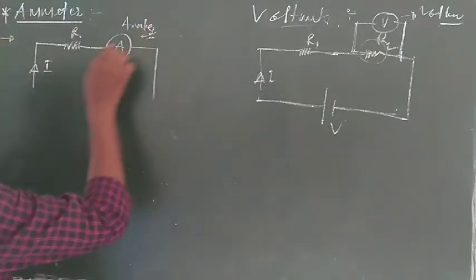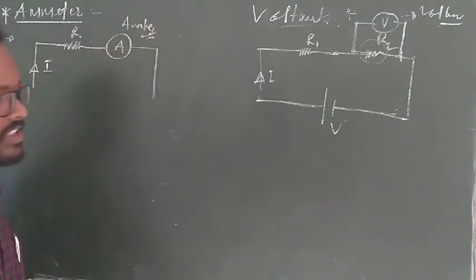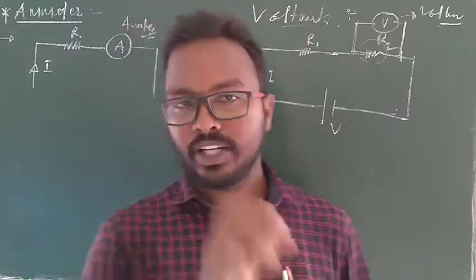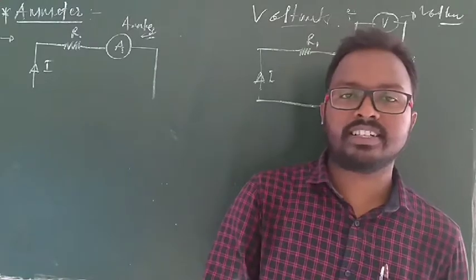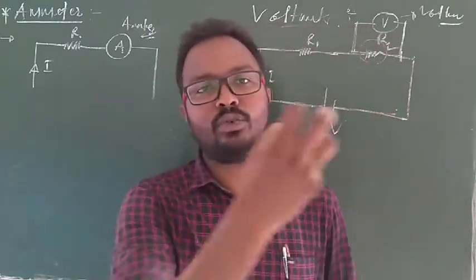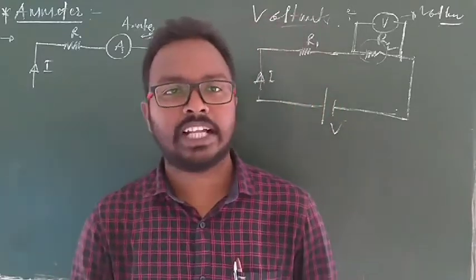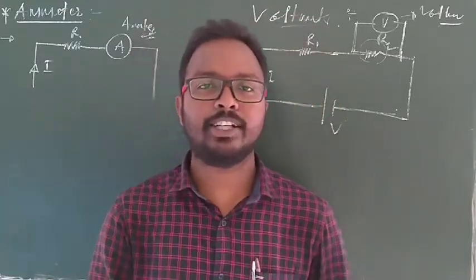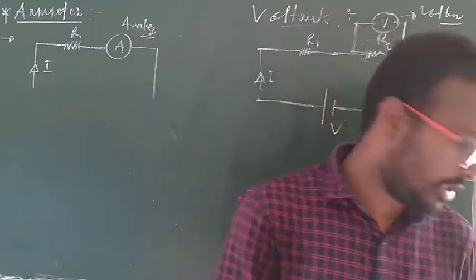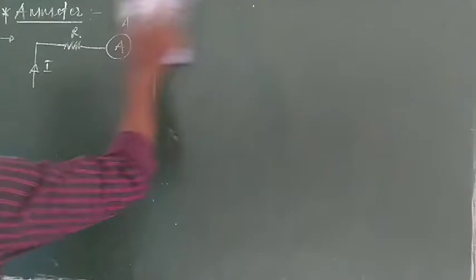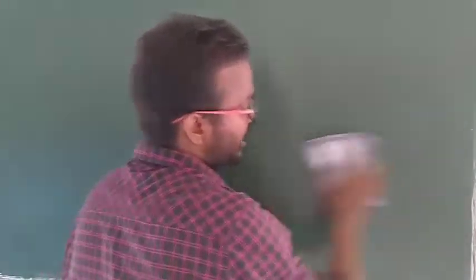But an ammeter is always connected in series with the circuit. Clear? Okay. So in this case, our aim is to convert a galvanometer into an ammeter. How can an ammeter be converted from a galvanometer? How can a voltmeter be converted from a galvanometer? First, we will go for the conversion of a galvanometer into an ammeter.